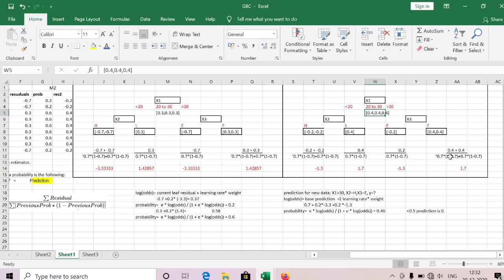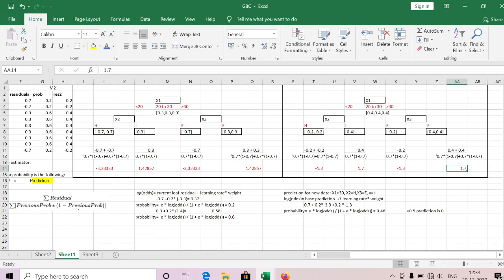0.4 plus 0.4 divided by 0.7 multiplied by 1 minus 0.7, plus 0.7 multiplied by 1 minus 0.7 for the previous probability. I calculated the weight as minus 1.3; for two residuals also I got minus 1.3. Similarly, for the other leaf I got 1.3, and for one residual or two residuals I got the same weight. I am using this formula to get the weight for multiple residuals.